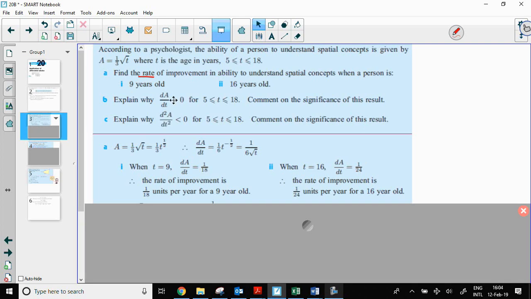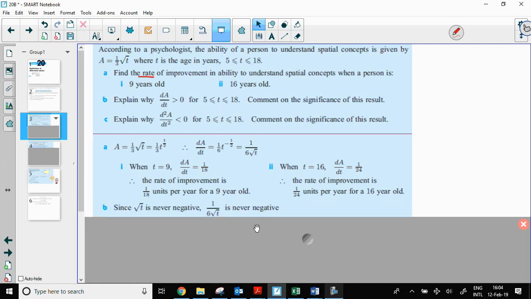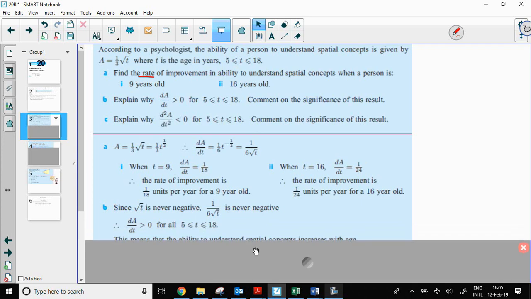So why does dA dt have to be greater than 0 between 5 and 18? Well, dA dt is never equal to 0. It can only be undefined when t is equal to 0. So put in any value for t, and we're going to have a positive number there. So it's true not only within this domain of 5 to 18, which was specified in the problem. And what does that mean? It means that, according to the psychologist, our ability to understand spatial concepts is never getting worse. Our ability is always improving. It's always increasing.